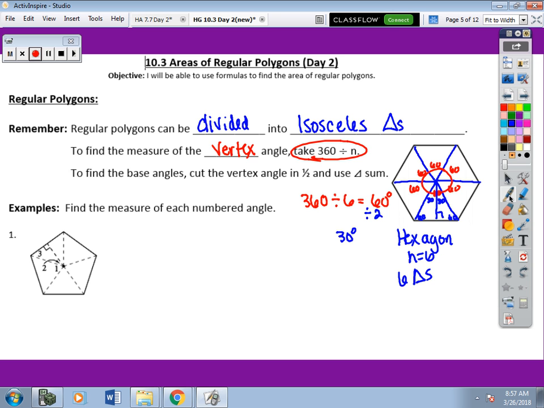Alright, so for number 1, we have a pentagon. So this one we have 5 sides. So again, to find out what one of these vertex angles is, we will take 360 and divide by n, which is 5. And that will get us 72 degrees. Which means that each of these big angles is 72. And it looks like angle 1 would be then 72.